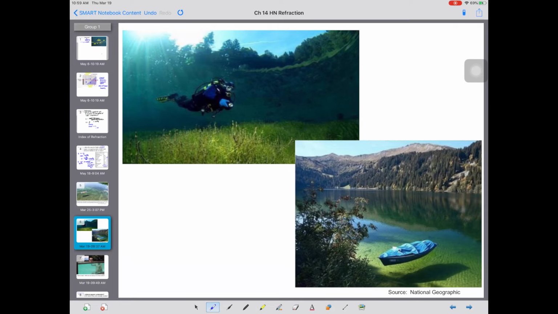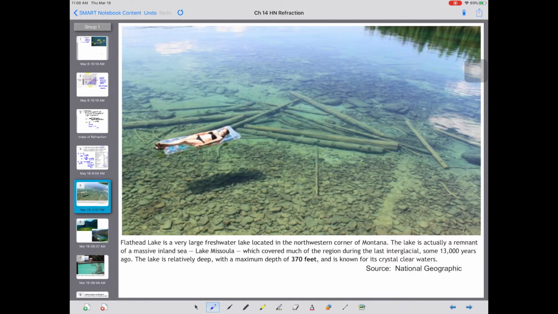A couple other pictures of this lake. At the top there's a diver, notice in a full bodysuit, full wetsuit, because the water is quite cold, and that's why it is so clear. And then over on the right side toward the bottom, a boat that literally looks like it's just floating in air, but it's actually floating on the water. The very clear water allows us to make this observation that things actually appear closer when they're underwater.